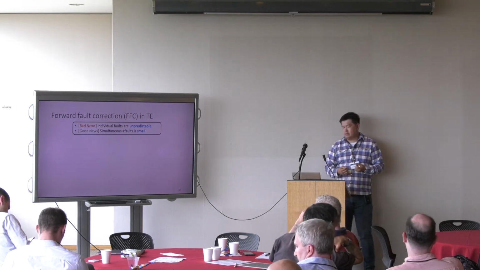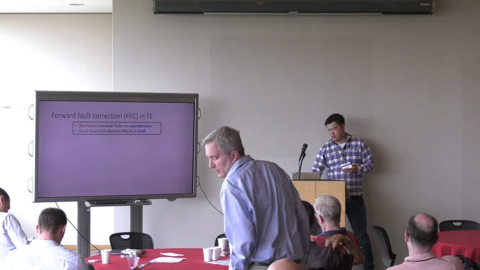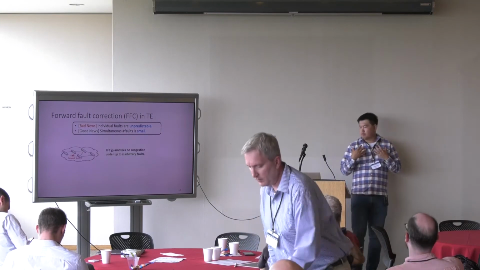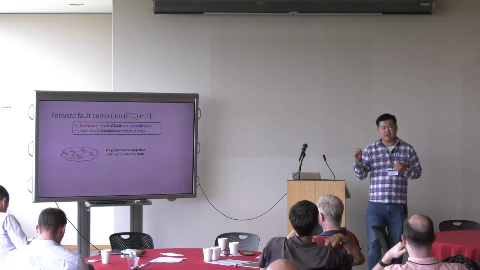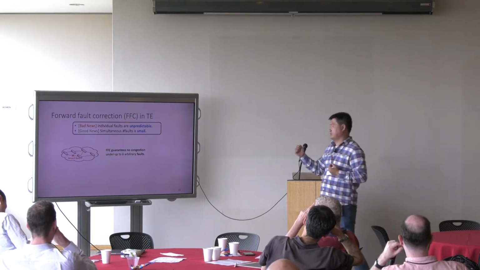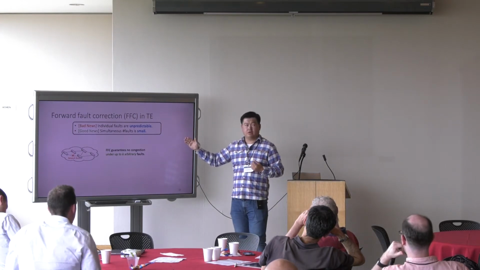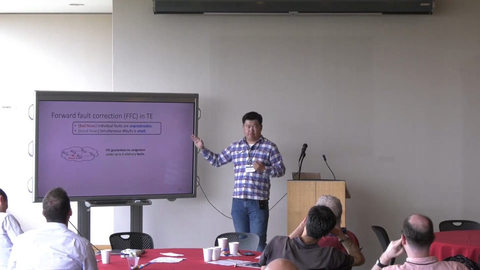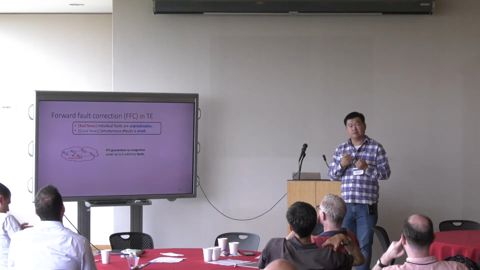And just for this kind of scenario, we provide a concept called FFC, which is forward fault correction. What it says is whether I can come up with a routing plan that has some robustness. The robustness is that it can guarantee there is no congestion if the number of faults is under a parameter k. Can we do that?